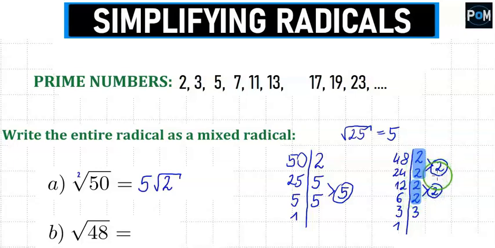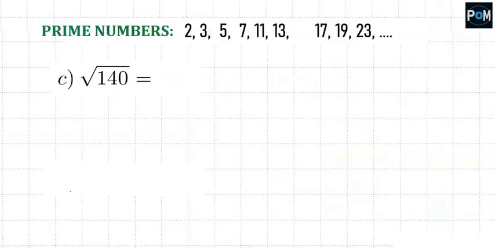We don't have more pairs, so now we have to multiply the numbers we got. Since there are 2 such new numbers, multiply them. 2 times 2 equals 4, and we put the 4 in front. And we write under the root what didn't pair up here, couldn't pair up this 3. That's why I put the number 3 under the root. End of example B. Example C, the square root of 140.